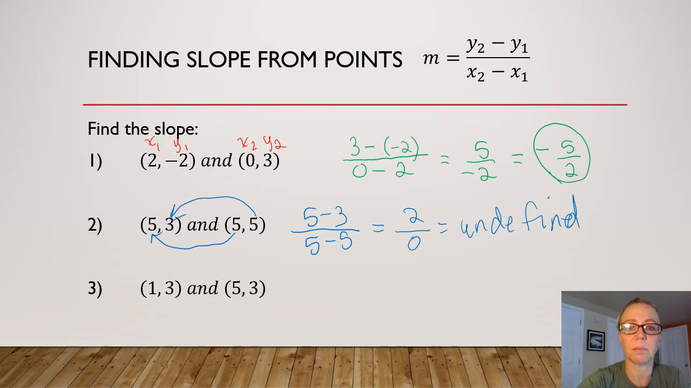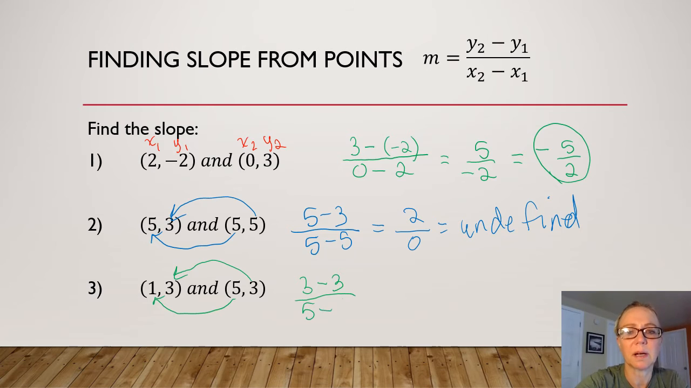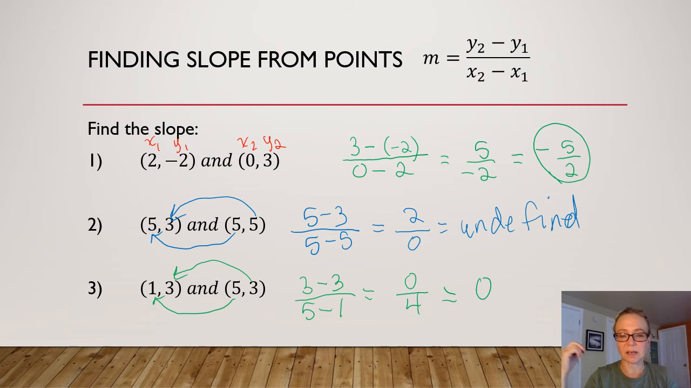In the last problem, I'm going to start with my second y value, and I'm going to subtract my first y value, so 3 minus 3, divided by my second x value, 5 minus 1. So I have 3 minus 3, which is 0, divided by 5 minus 1, which is 4. 0 divided by any non-zero number is 0. So this must have been a horizontal line.